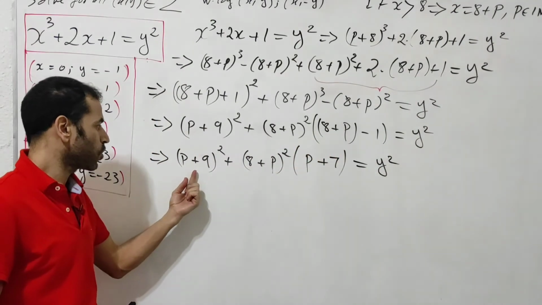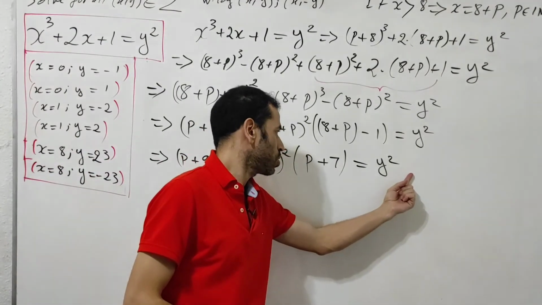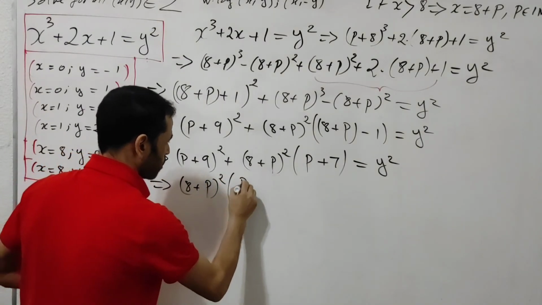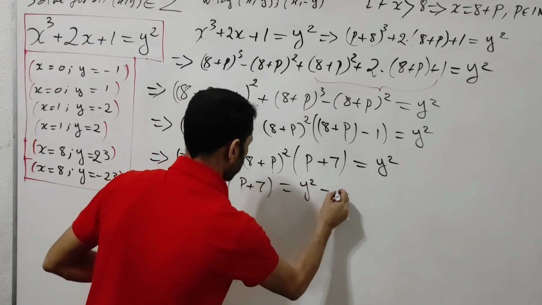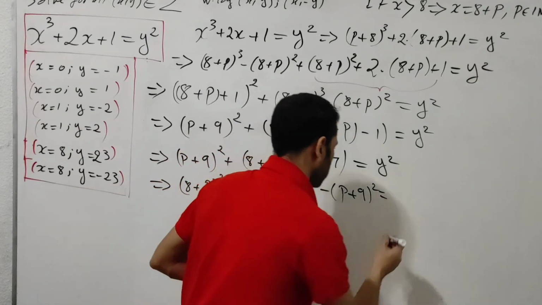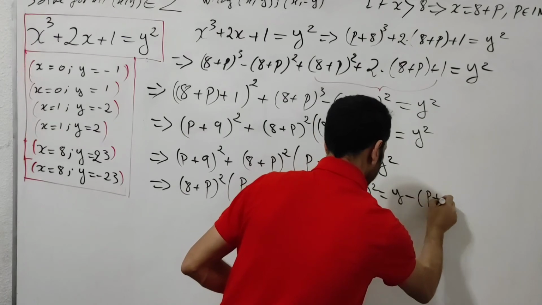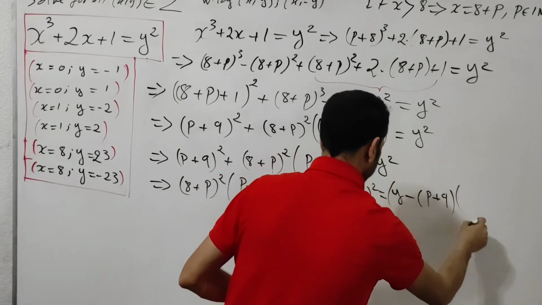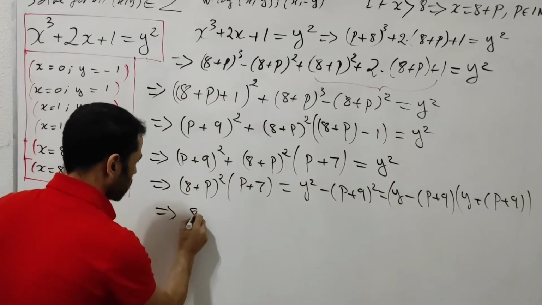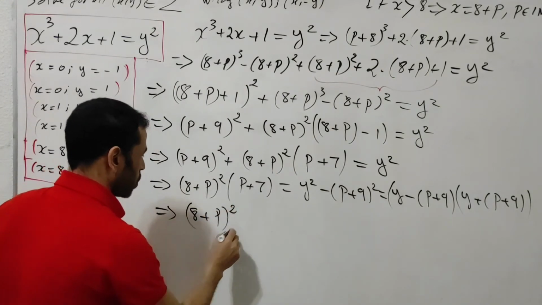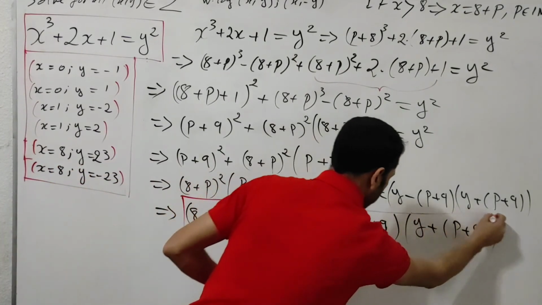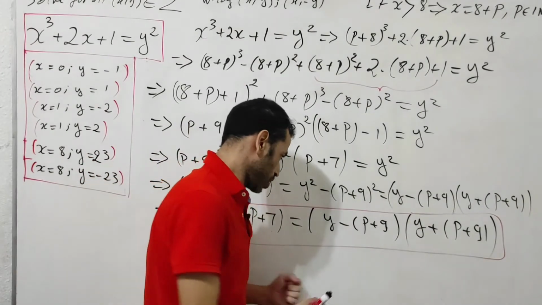So now I'm going to move this term to the right-hand side of the equation. I will have (8 plus p) squared times (p plus 7) equals y squared minus (p plus 9) squared. I'm going to simply factor this out, which gives me (y minus (p plus 9)) times (y plus (p plus 9)). So I will have (8 plus p) squared multiplied by (p plus 7) equals this nice expression. Now I found a nice factorization for this expression.